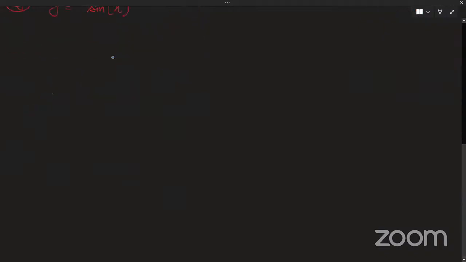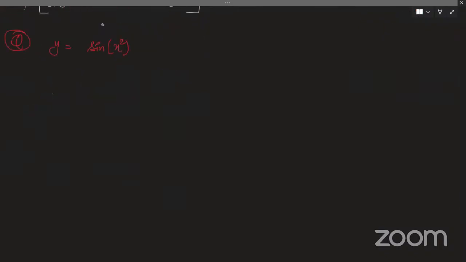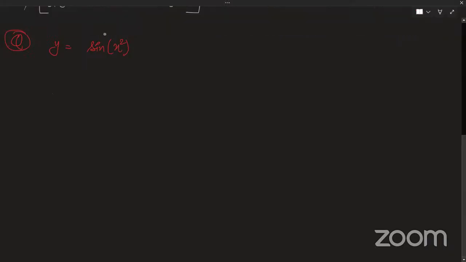So over here you can see you have got sine of x square. If you try to see it as f of g of x, your f of x is basically what? Tell me, who will tell me the f of x and g of x?